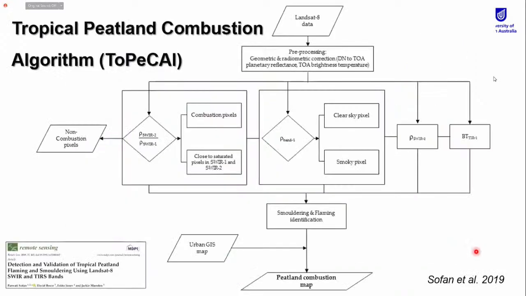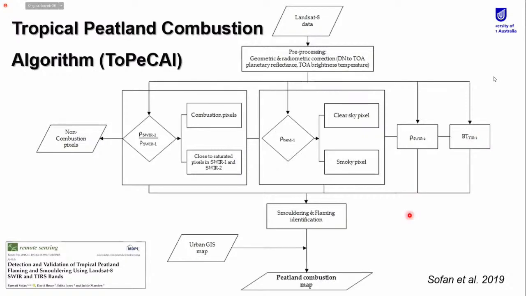Okay. So based on the data that we collect in the field and also integrated with the satellite images, we develop our algorithm, which is called tropical peatland combustion. So we use the SWIR 2, band 7 of Landsat, and the SWIR 1, band 6 of Landsat, to separate the combustion pixel and non-combustion pixel, and then use band 1 to separate the atmospheric condition into clear and smoky area, and the band TIR to also be used to detect smoldering.